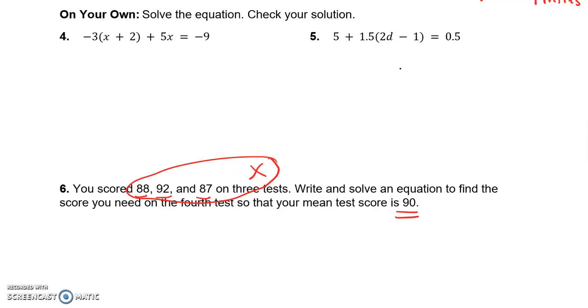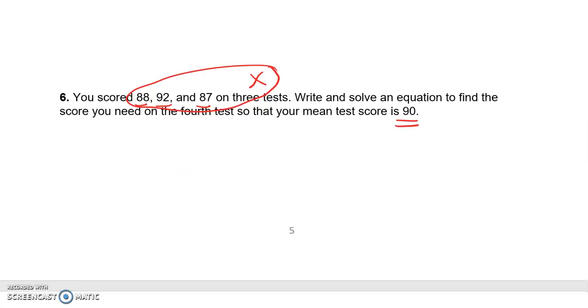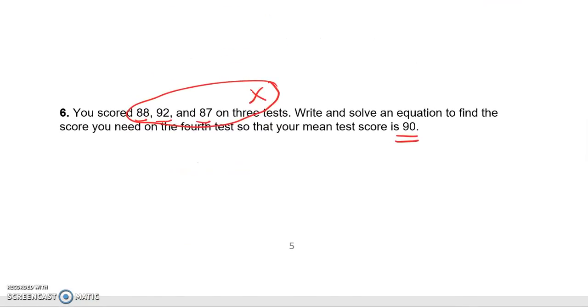All right, that is it for lesson 1.2, which is solving multi-step equations.